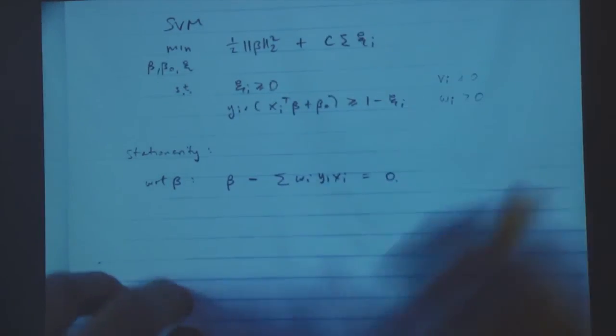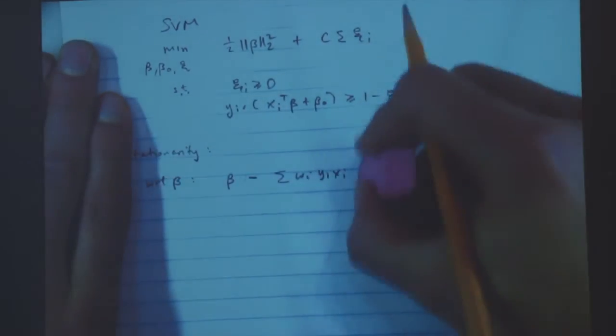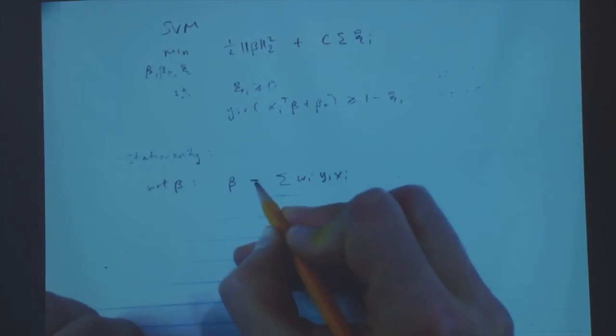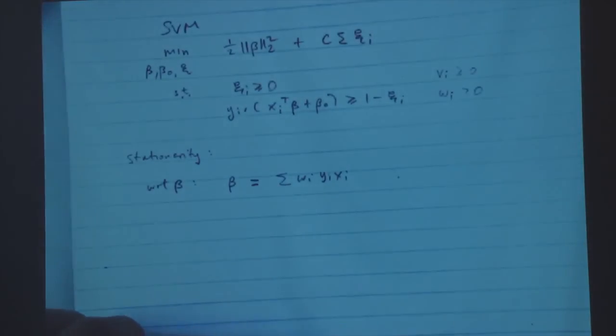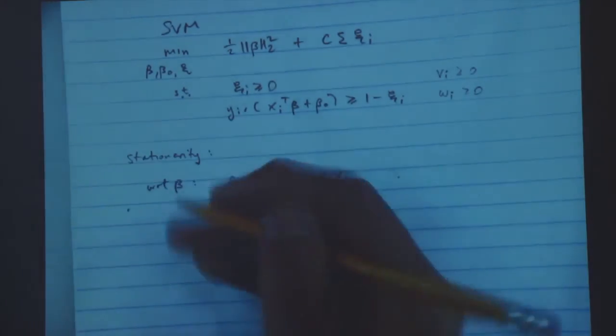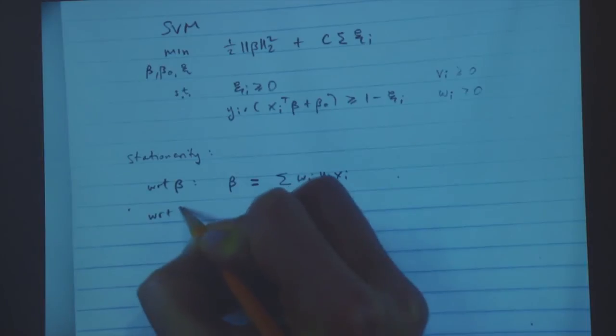Again, we kind of did it on the fly. And I'm going to rearrange it to say that beta has to be equal to the sum of wi, yi, xi. That's actually very interesting. We'll come back to that condition in a second. How about with respect to psi?